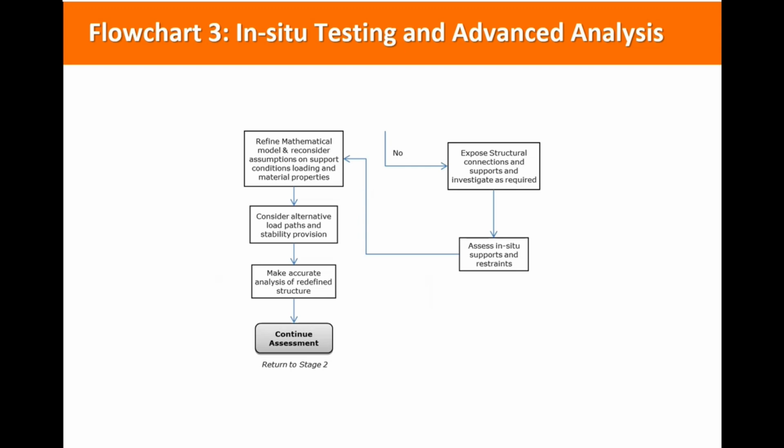Once you've done that, you can then refine your mathematical model, find alternative load paths if possible, and then give a more accurate, detailed assessment of the building. And that takes you back to Flowchart 2.